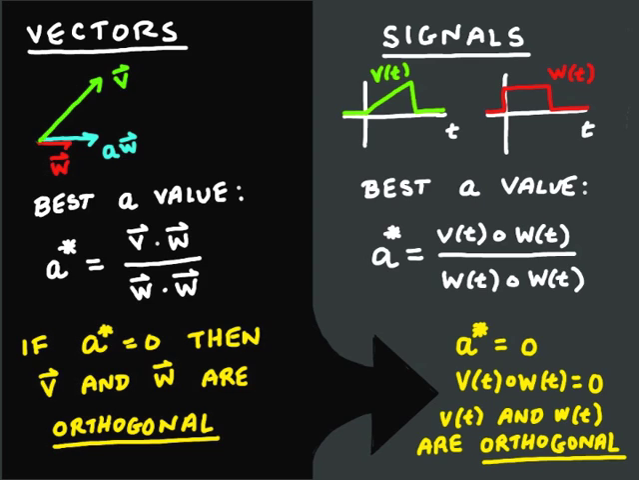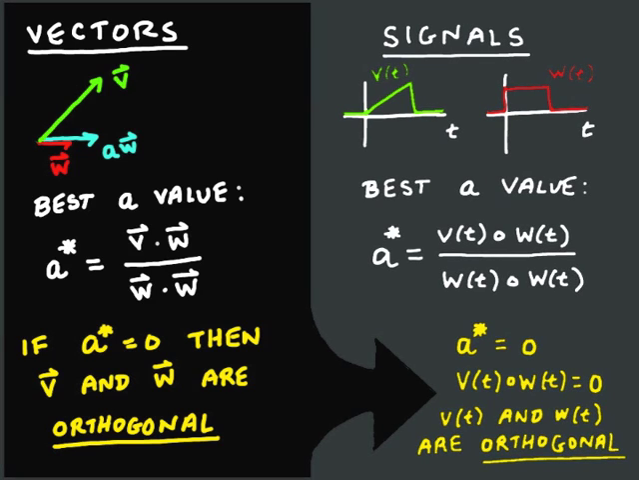For signals, the best value of A was V of t circle product W of t divided by W of t circle product W of t. So you see the forms are exactly the same. Furthermore, we saw with vectors that if A star was equal to 0, that meant that V and W were orthogonal. The same is true for signals.